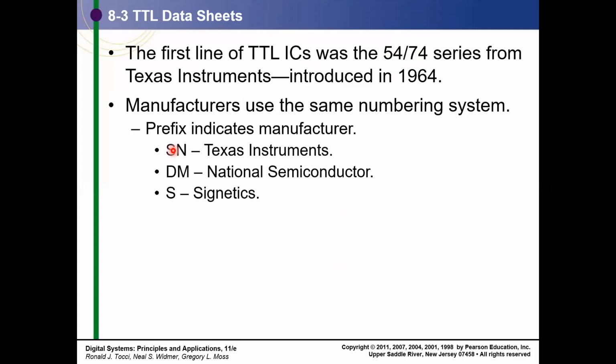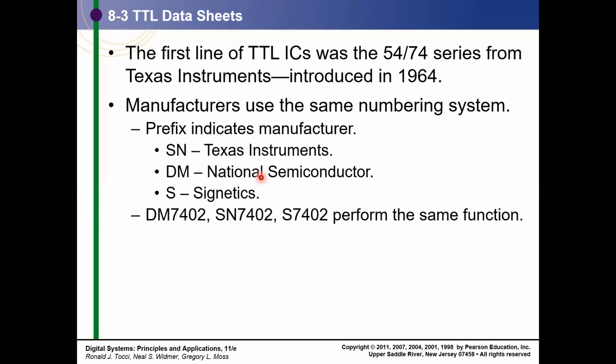So you will see SN, DM or S written before 74. This is the manufacturer who has produced it. SN is the alphanumeric code used by Texas. DM is for National Semiconductor. S is used for Signetics. These are the three prime manufacturers in this series.